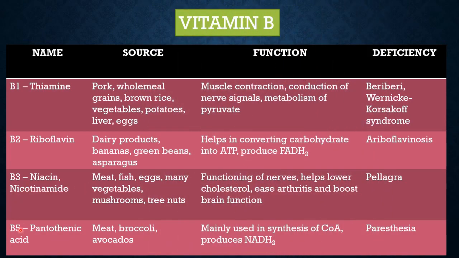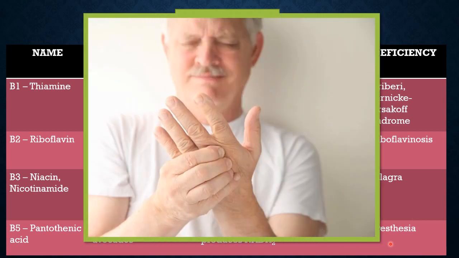The next is vitamin B5, otherwise called pantothenic acid, which is present abundantly in meat, broccoli, and avocados. They are mainly used in the synthesis of coenzyme A and they produce NADH2. The deficiency of vitamin B5 leads to a condition called paresthesia.